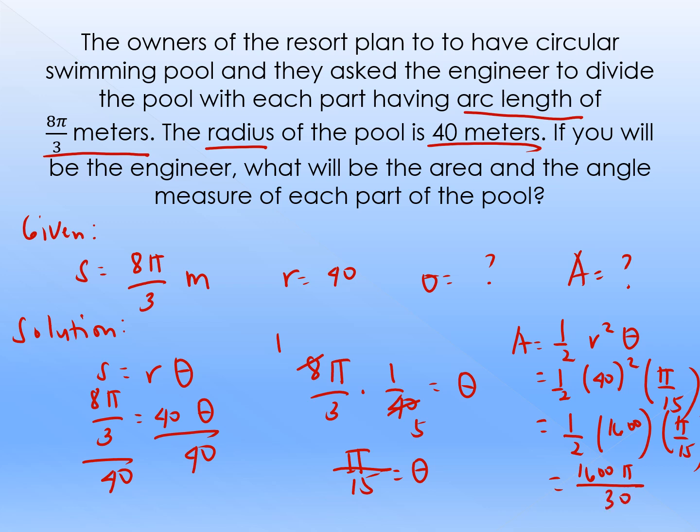However, 1,600 over 30 are both divisible by 10. So therefore, A is equal to 1,600 divided by 10, we have 160. And 30 divided by 10, we have 3. So therefore, our final answer is 160 pi over 3 meter squared. And that is our final answer.